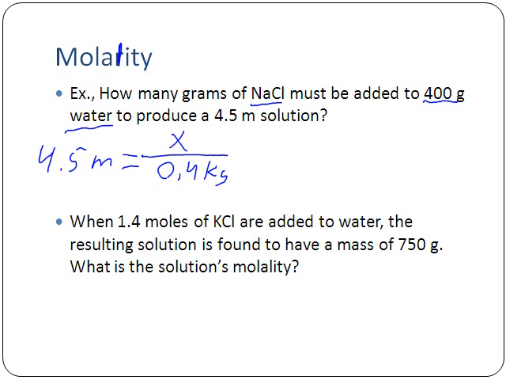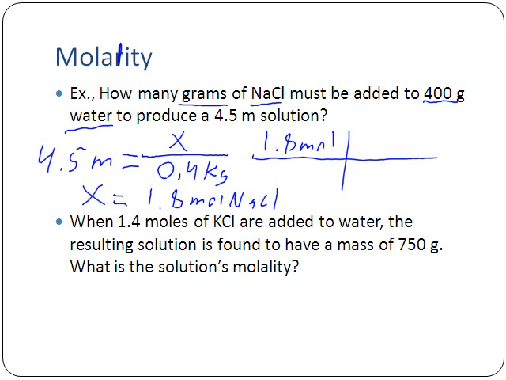To solve for X, we're simply going to multiply up 0.4 times 4.5, which gives us 1.8. So I know I have 1.8 moles of NaCl. The question asks, though, for how many grams, so I'm going to set this up in my table. 1.8 moles of NaCl. I want to get rid of moles and go to grams.